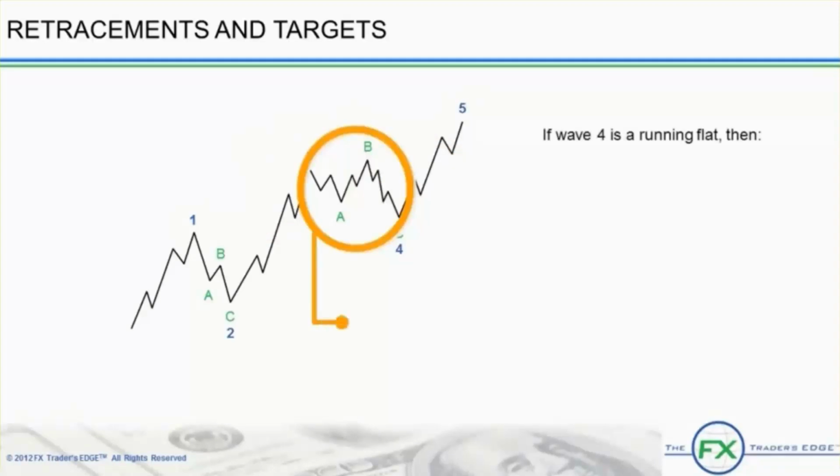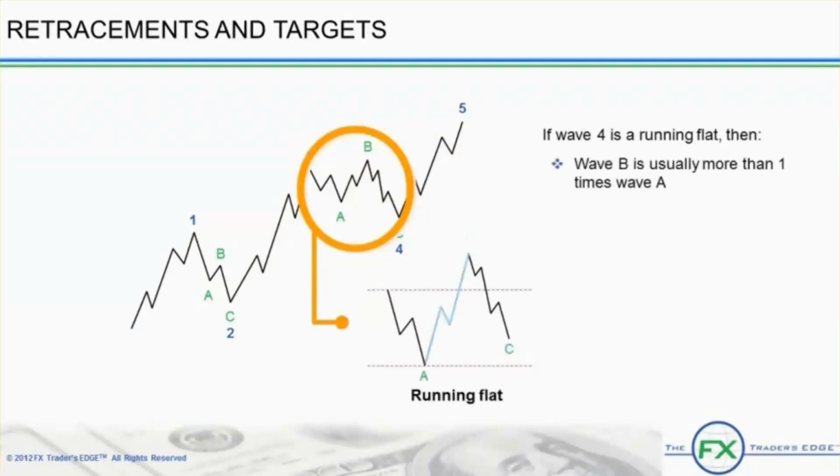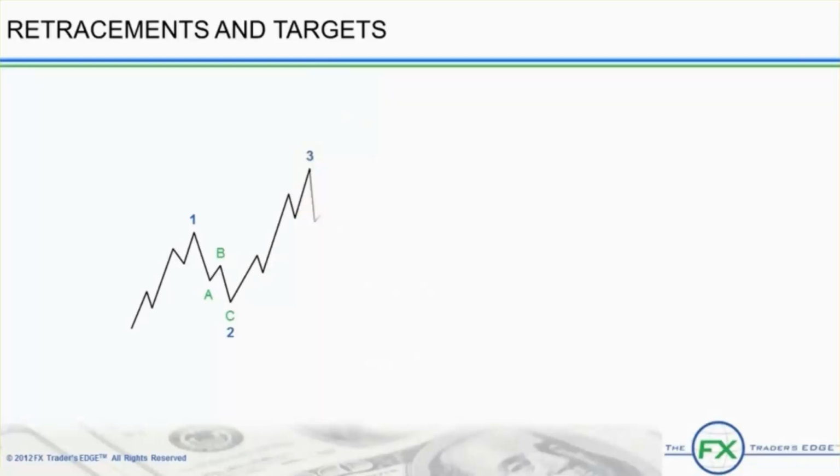If wave 4 is a running flat, then wave B is usually more than 1 times wave A, and wave C does not extend beyond the end of wave A. The characteristic of a running flat is that the trend is very strong and wave C falls short of the typical move one can expect. Triangles have their own wave targets.